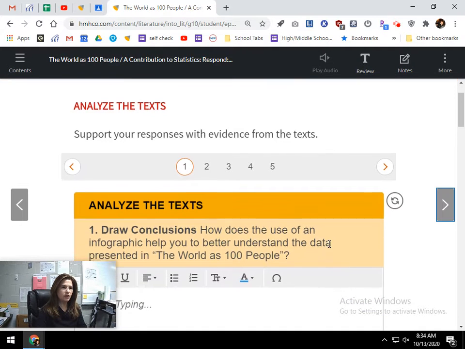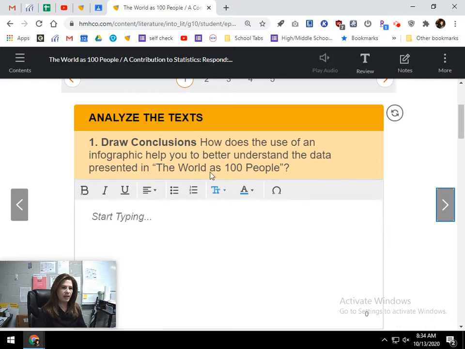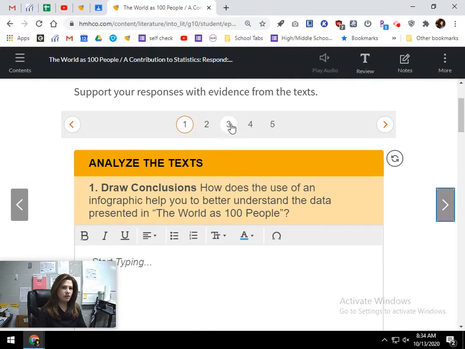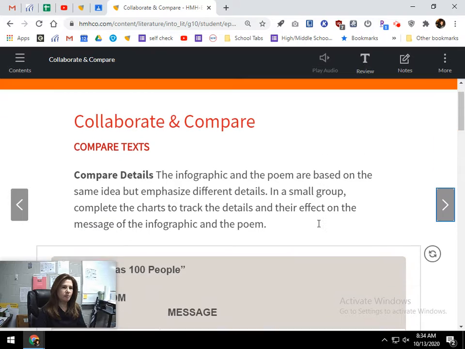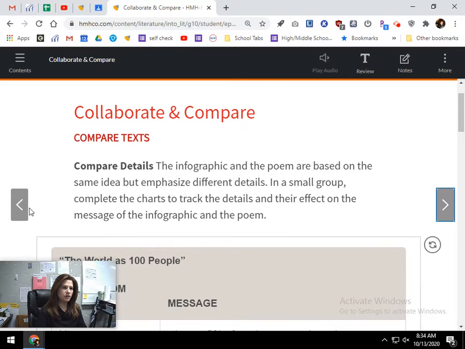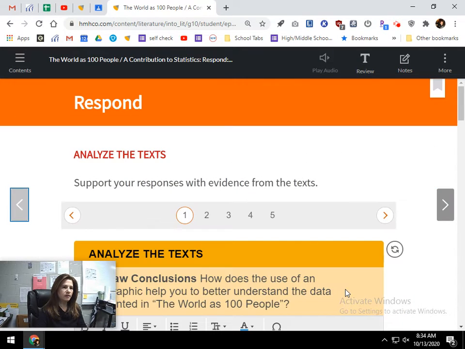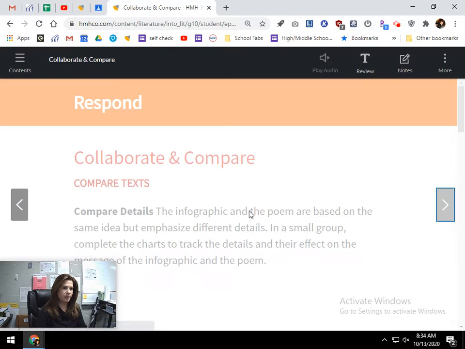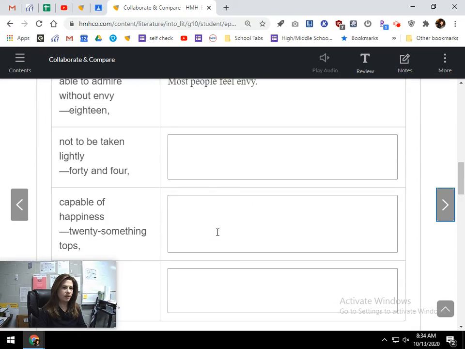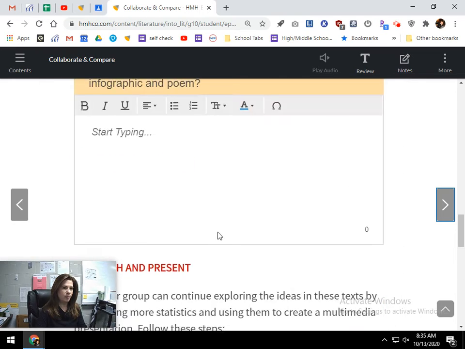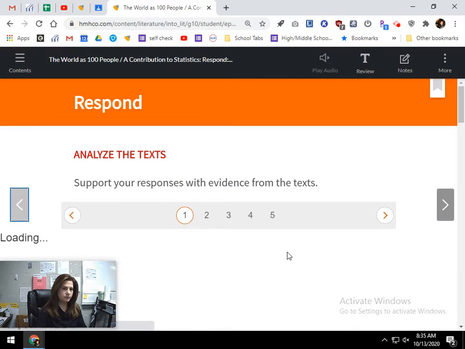Today, you're going to do the top part of the Analyze the Text page. So these 5 questions, which are not anything very difficult. We'll go over those just a little bit in a minute. And then you're going to do the Compare and Collaborate page. So again, your lessons for today: respond, analyze the text, the top part of the page, and then collaborate and compare the whole page on that.